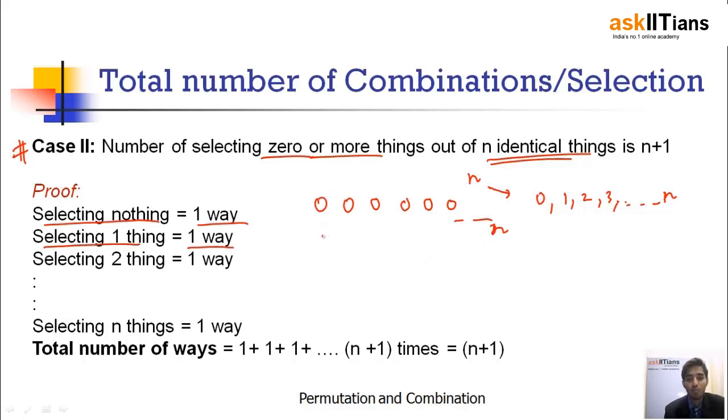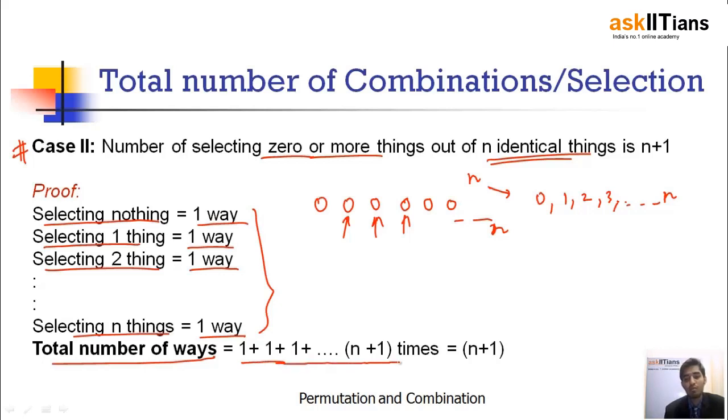I want to take one ball out of this. So if I take this ball or this ball or this ball, all the cases will be the same. So there will be only one way of taking any one ball. Selecting 2 things will again give me one way. Selecting n things will give me one way. So the total number of ways in which this can be done, we will add them all up. So I will get 1 + 1 + 1, n + 1 times. So the total number of ways of selecting 0 or more things out of n identical things will be given by n + 1.